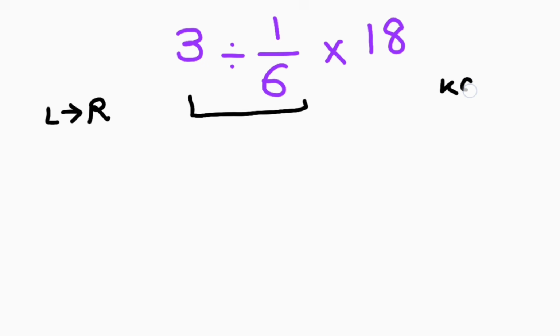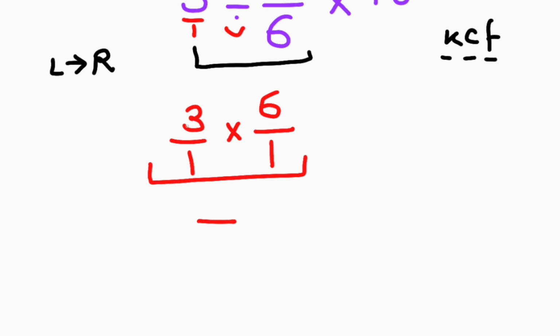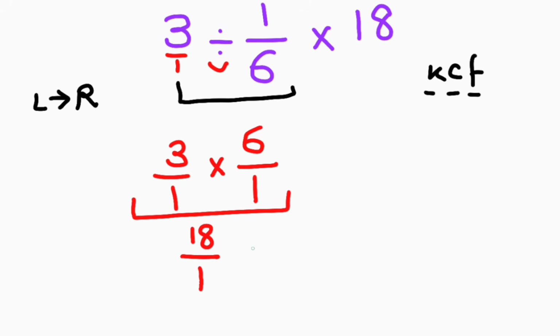According to the KCF rule, that is, keep first fraction, change division to multiplication, and flip the next fraction. Now, according to the KCF, keep first fraction 3 over 1, change division to multiplication, and flip the next fraction, 1 over 6, 6 over 1. Now we have one fraction. 3 times 6 equals 18, and 1 times 1 gives us 1. At the end, we had times 18, that is here.